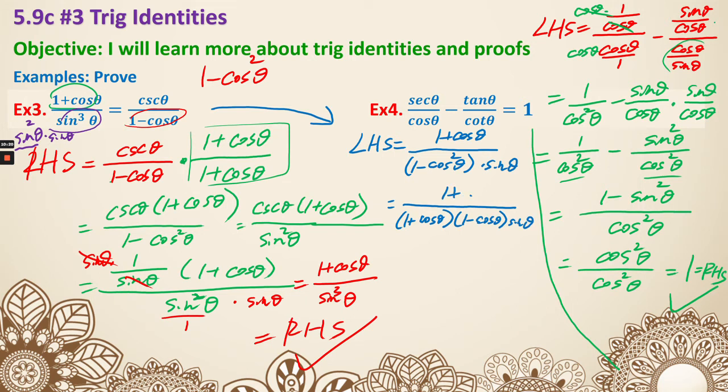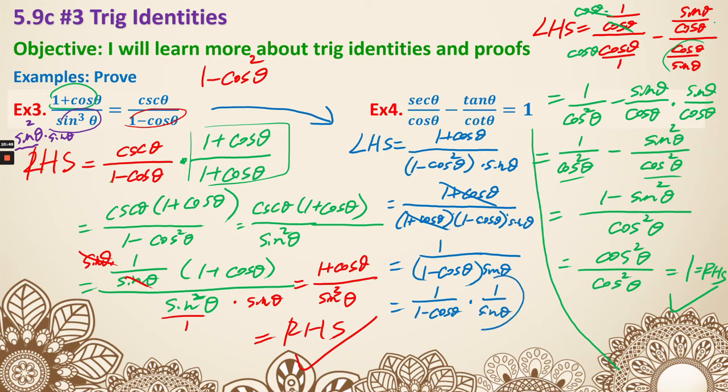The top is a 1 plus cosine. Since everything is being multiplied on the bottom, I can cancel the 1 plus cosine part. So the whole thing just becomes 1 over 1 minus cosine theta times the sine theta. And clearly, I can rewrite that as 1 over 1 minus cosine times 1 over sine. And clearly, I can rewrite the 1 over sine as cosecant. So the whole thing becomes that, which is my right-hand side.